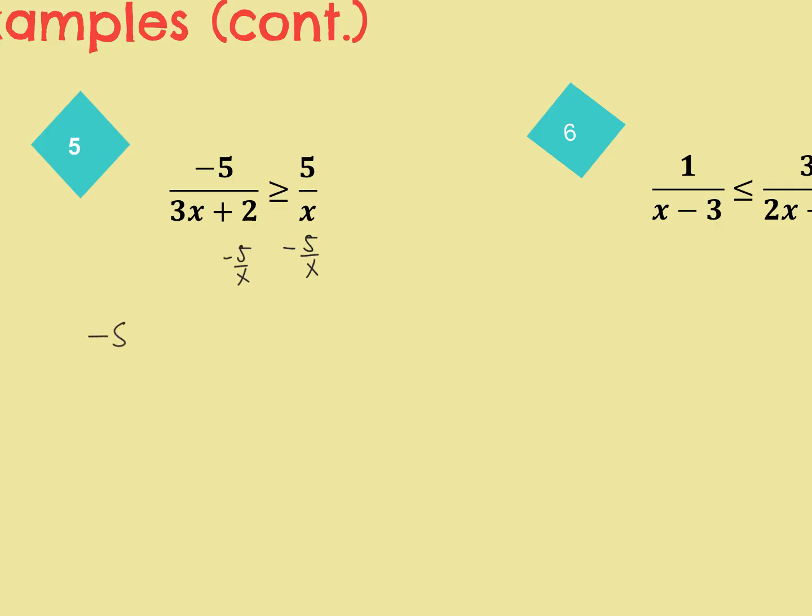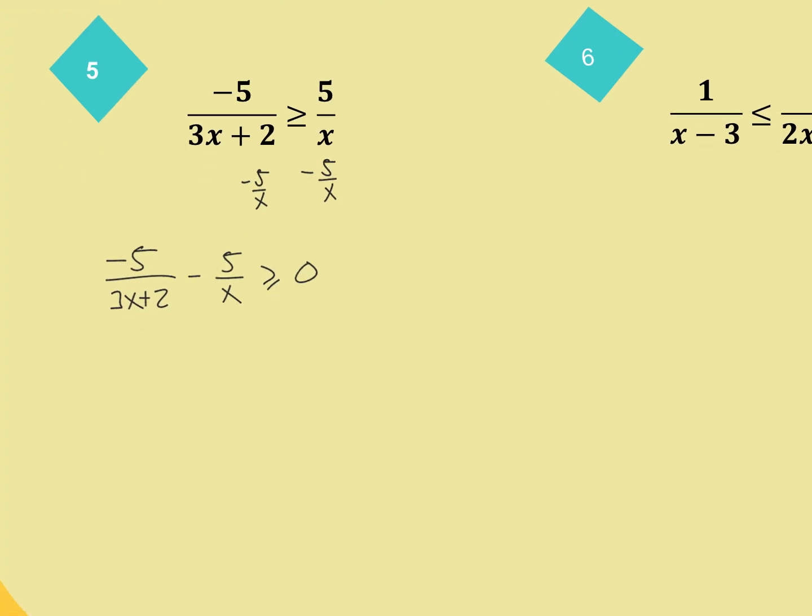And then I end up with negative 5 over 3x plus 2, minus 5 over x, is greater than or equal to 0. All right. Now between 3x plus 2 and x, they don't share any factors in common. So I'm going to write 3x plus 2 and x as my least common denominator. And then this is where I would go one by one and see what's missing in each of these fractions so that I can get them under a single fraction.